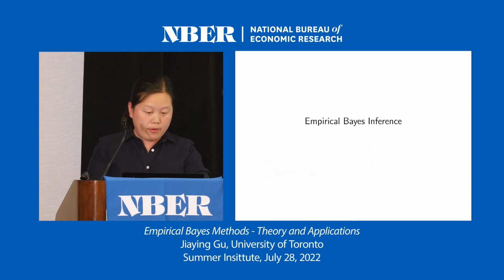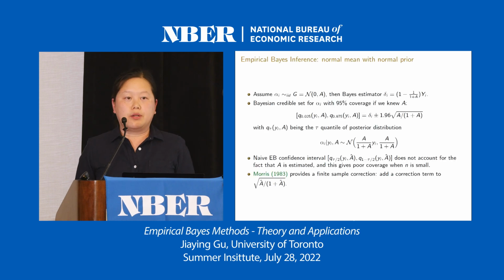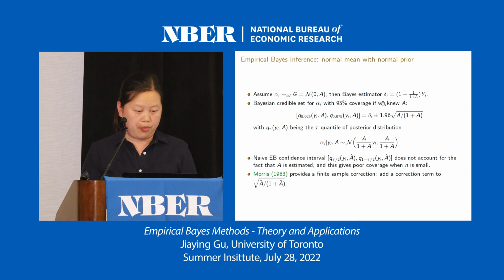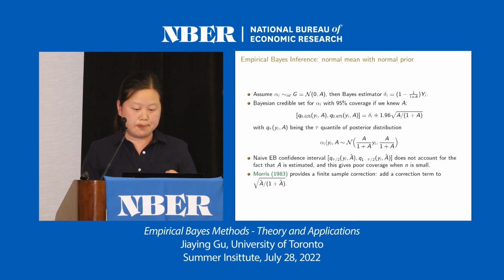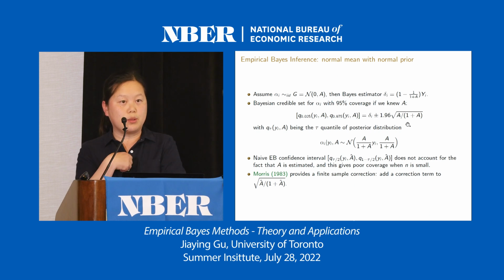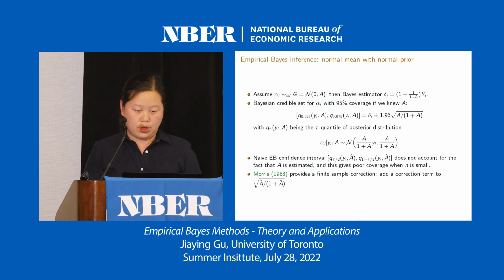Okay, so very, very briefly on empirical Bayes inference. This is, as I mentioned in the beginning, quite underdeveloped. So if we look at the normal mean model, and if we specialize to the normal prior, which is done in the Efron and Morris context, then the Bayes estimator is going to take this simple form, which we've seen before. We can work out the Bayesian credible set for alpha i with 95% coverage, right? So the posterior is going to again follow a normal. Then the 2.5 quantile and 97.5 quantile are going to give you the Bayesian credible set for alpha i if we know everything about the prior, right? If we know the parameter A in that normal prior, then we can use the Bayesian credible sets as a confidence interval for alpha i.